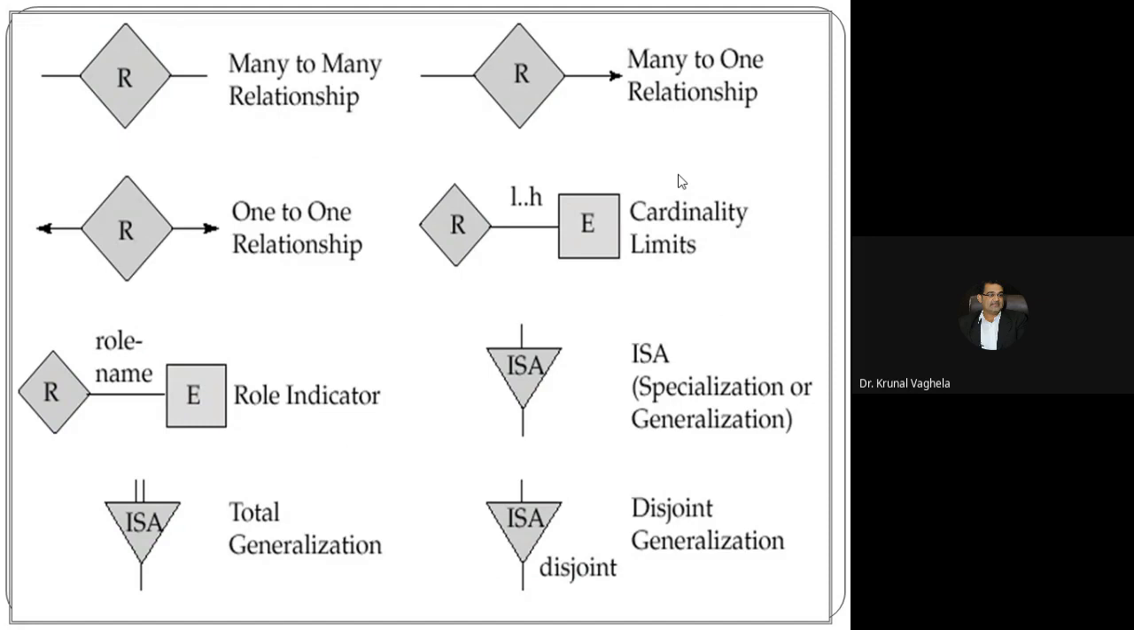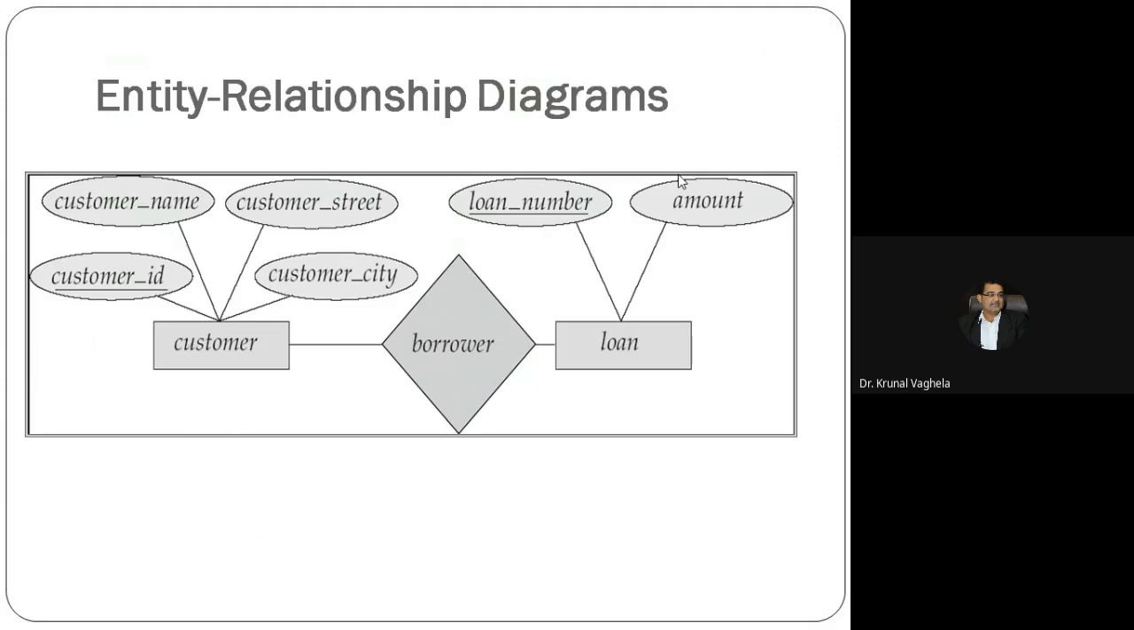There are many to one, one to one, one to many, many to many. This is a very simple part of an ER diagram. This is not a total ER diagram, but this is a part of it. You study this first. I'm giving 1 minute, study this.